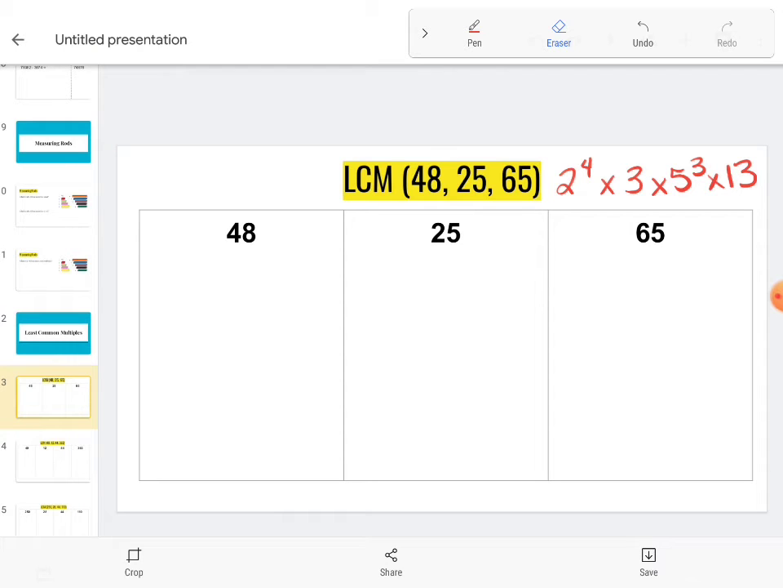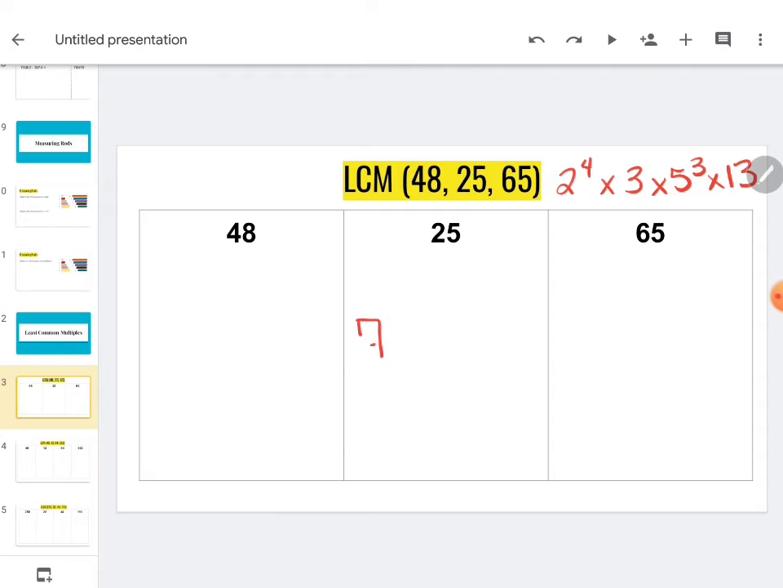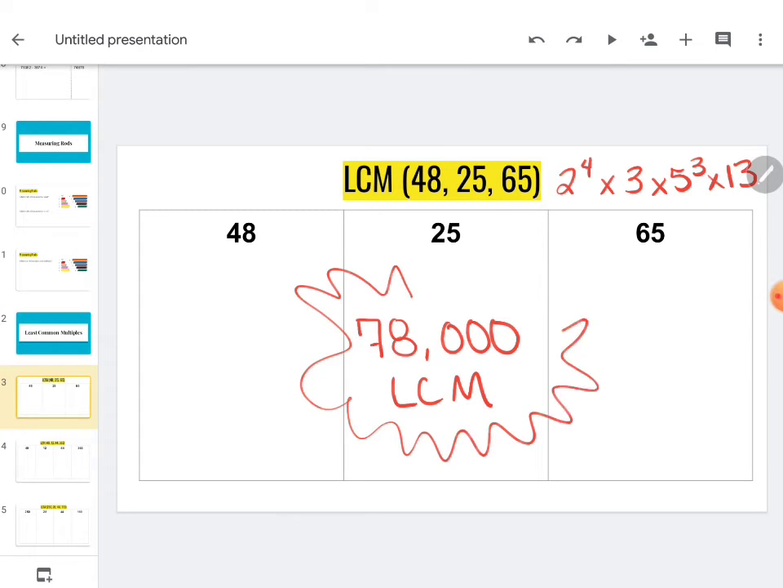So our problem for this is going to be 2 to the 4th times 3 times 5 to the 3rd times 13. You can either leave it like this, or you can go ahead and type it in your calculator like I'm doing right now, and you should get the solution 78,000. And that should be our least common multiple for all 3 numbers.